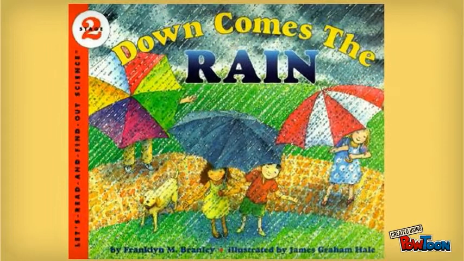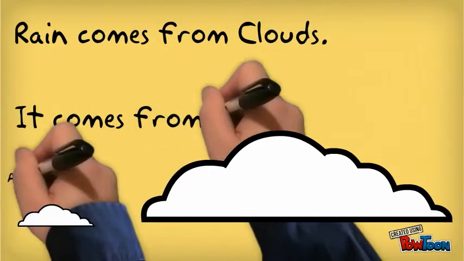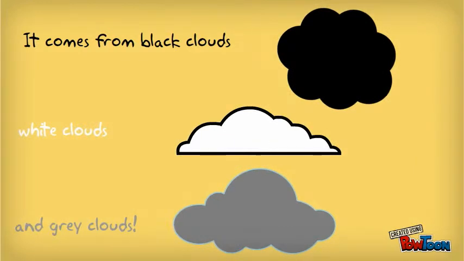We are now going to learn what comes from clouds with information from the book Down Comes the Rain. Write down any questions you may have about this presentation. Rain comes from clouds. It comes from big clouds and small clouds. It comes from black clouds, white clouds, and gray clouds.